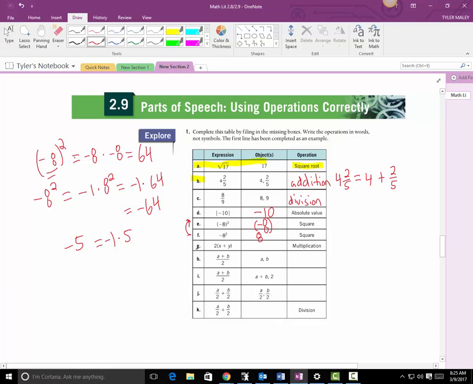Right? So then in part G, we have the expression 2 times x plus y, and we're told the operation is multiplication. So the objects would be 2 and x plus y. Right, so those are the two objects that I'm multiplying together. Part H, I have a plus b all over 2. I'm told my objects are a and b. So what operation is going on between a and b? Right. So we're just looking at this part. So what's going on between a and b is that we're adding them. So this would be addition here.